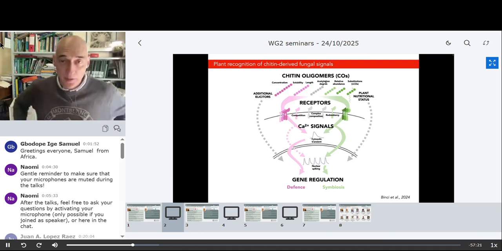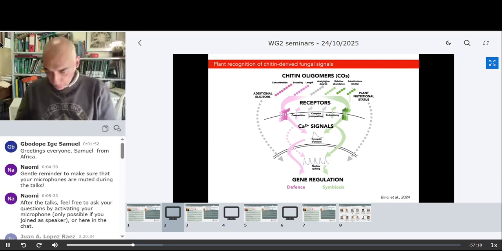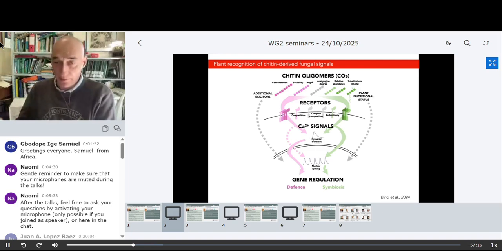Another important aspect is the acetylation degree. We have seen that these molecules can be more or less acetylated on their monomers, and the more they are acetylated, the more biologically active they are, at least as symbiotic signals. And then, of course, there are substitutions. So this lipid tail or other substitutions that are present in LCOs, for example, clearly add a level of complexity here.